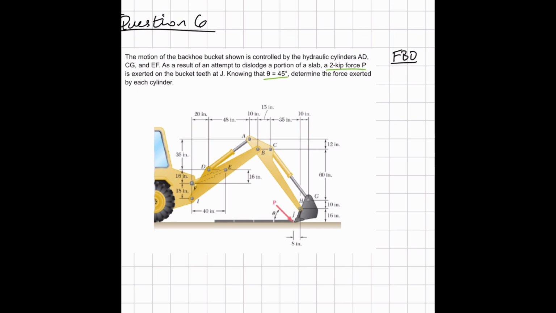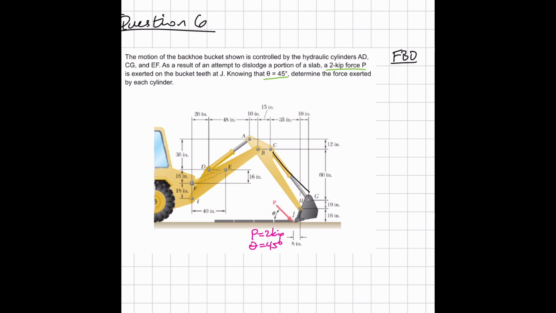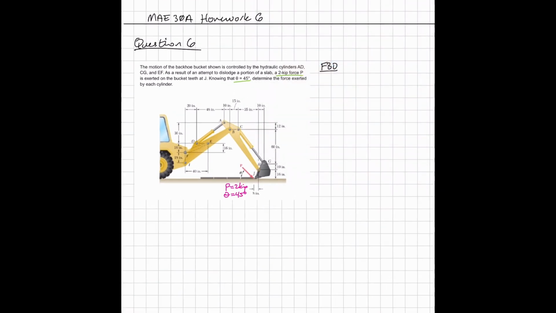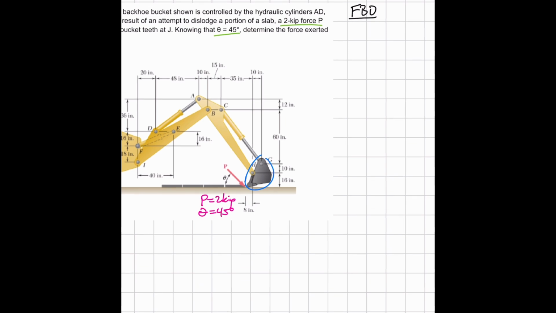So it gives us this load down here, P equals 2 kips, and then it gives us an angle of 45 degrees. And from here, we have to solve for the force in CG, the force in AD, and the force in EF. Okay, so how we would start this is we should try to find the component of this mechanism that we know the most about. And so that would be this bucket, because we know the force that is being applied to it here.